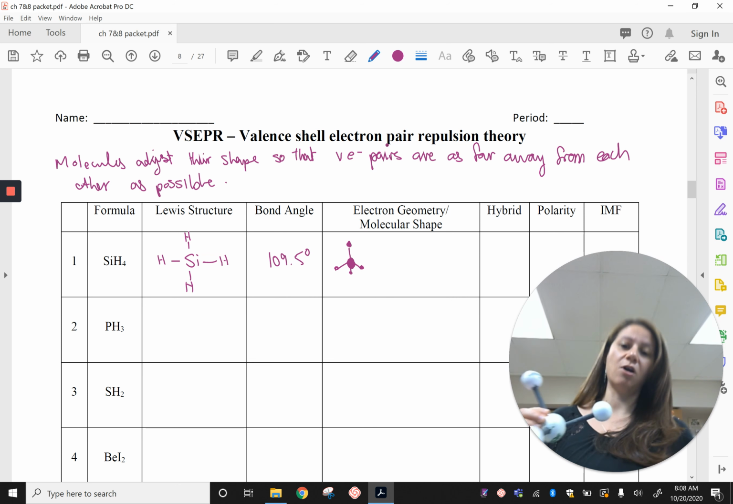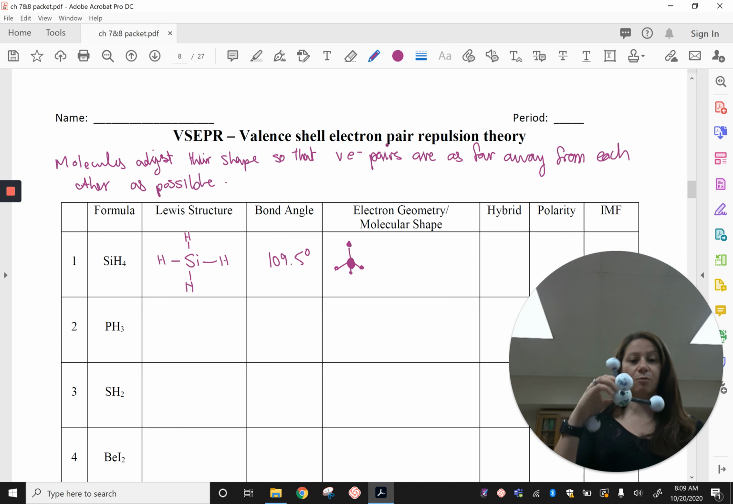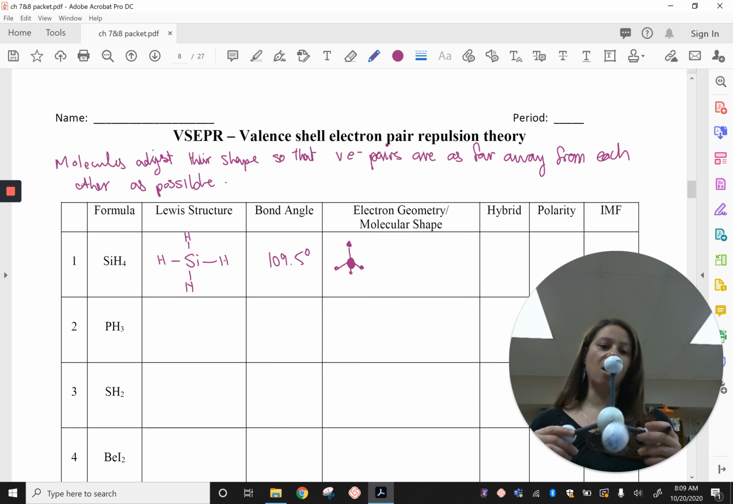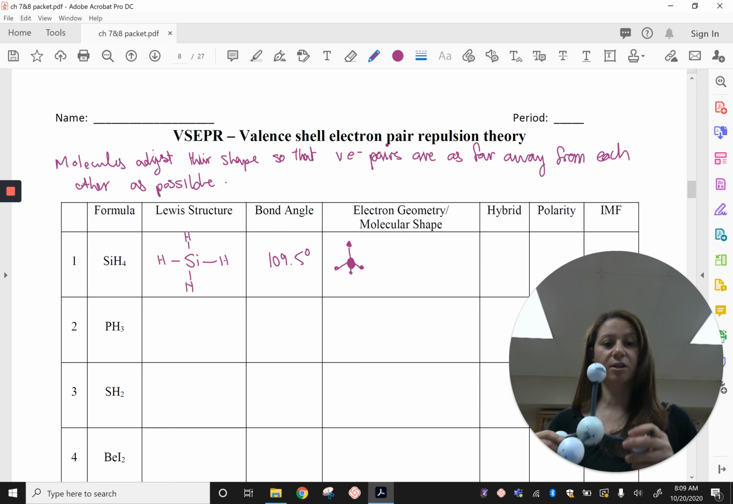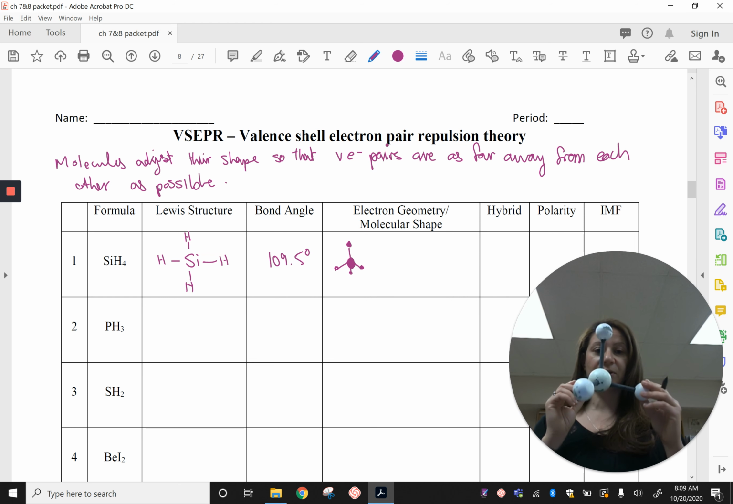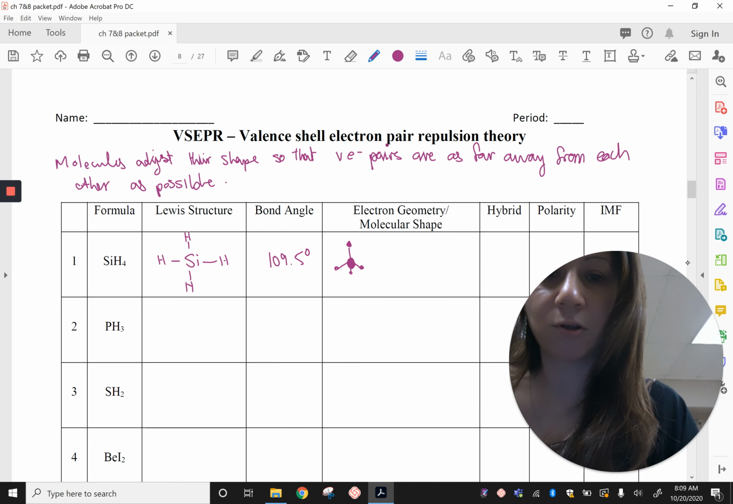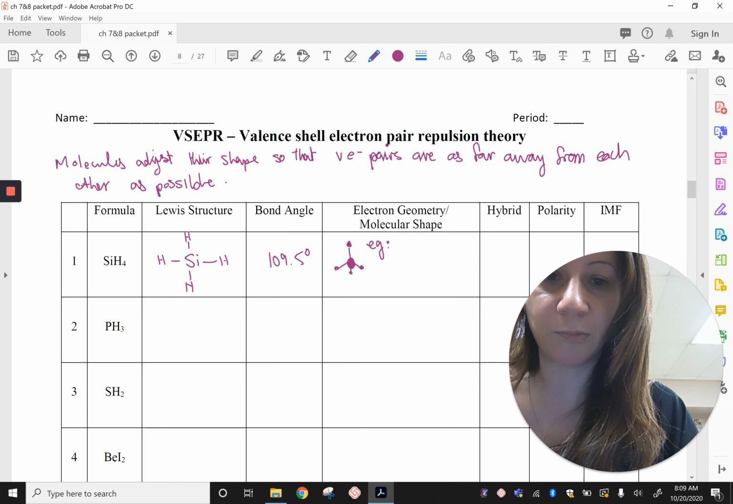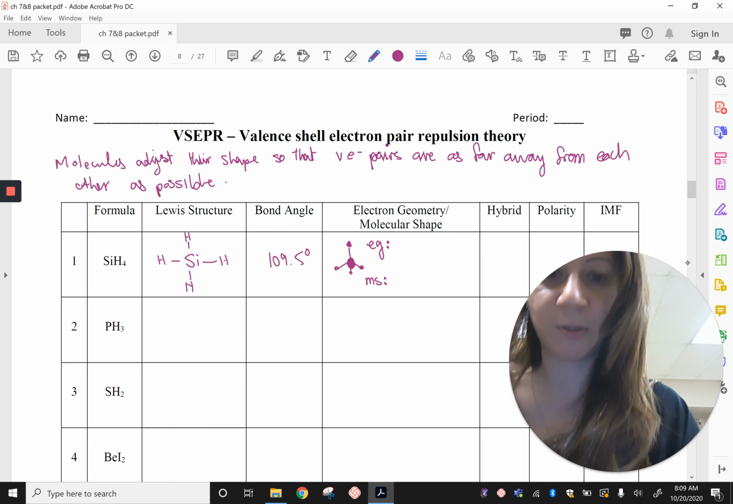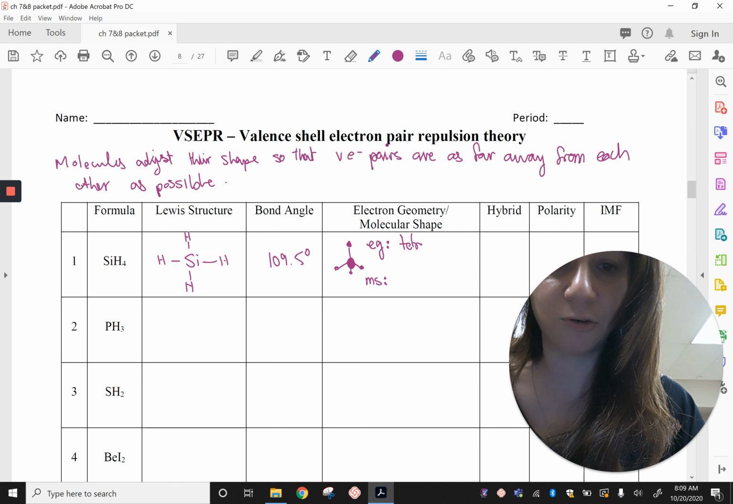You do not need to draw it. I'm just drawing it for my notes so I can remember what it looks like. On the test, you do not need to draw it. You just need the name of the shape. So this shape is called a tetrahedral. I'm going to write electron geometry as EG and molecular shape as MS. Both of them are tetrahedral.